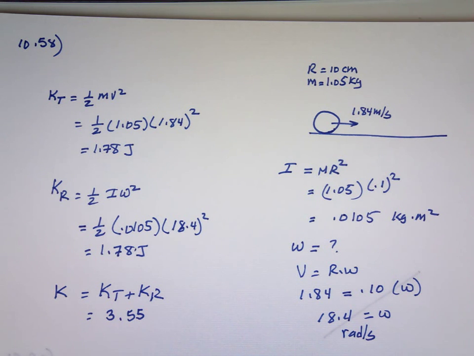I thought I carried all the digits there. Oh, I know why. For mass, it was 1.07. I put 1.05. That's why. My number was a hair off. Their mass was 1.07.